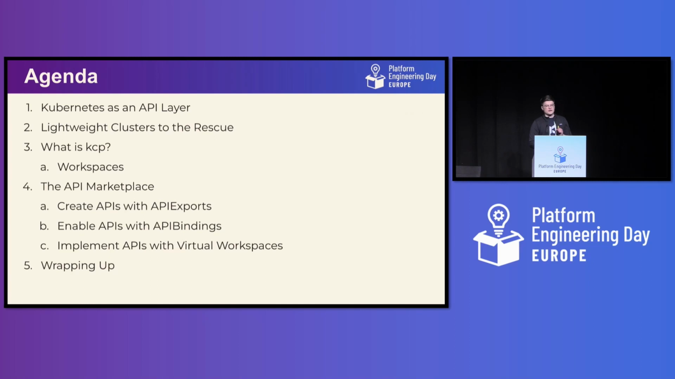For today, I want to first talk about Kubernetes as an API layer. So I want to basically recap what a lot of you are probably already doing. Then I want to talk about some solutions that have emerged in the ecosystem, and then we're going to dive into KCP, the difference to existing solutions, and basically walk through managing an API.